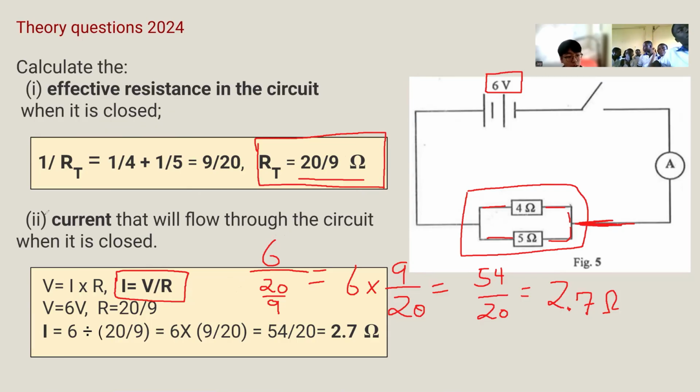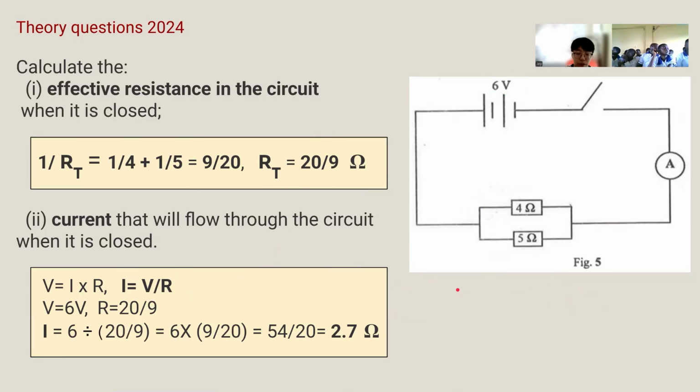Okay, I hope everything is clear. I hope everyone understands how I found the, oops, this actually should be an ampere, sorry. The unit should be an ampere because it's a current. Okay, other than that, that's how you calculate the current in this circuit. You need to look at certain indicators.